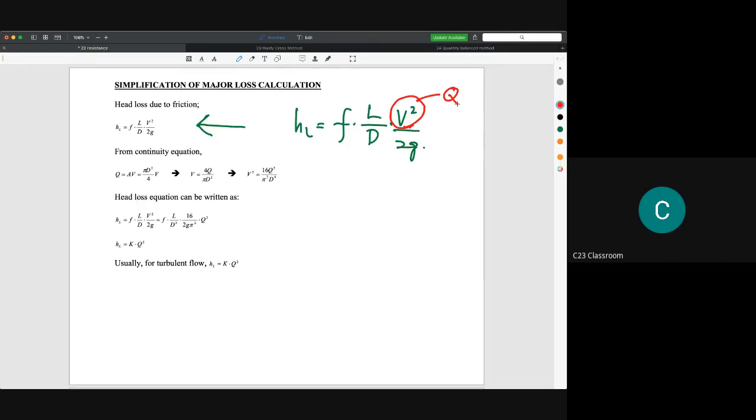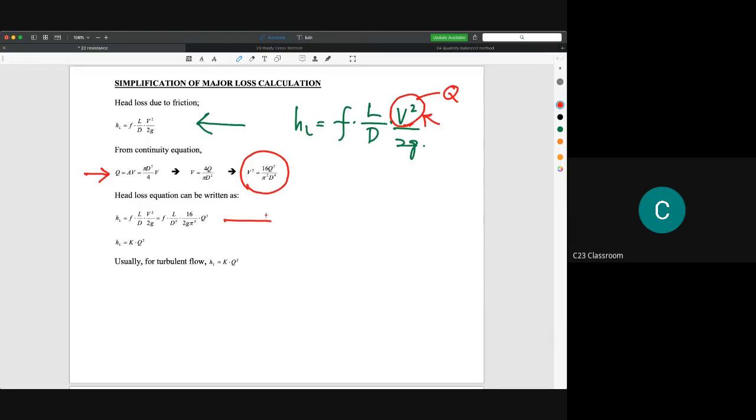So what we did is, from this equation, we convert from Q equal AV, then we substitute the value of A, the cross-sectional area of the pipe, which is circular, so it's pi d square over 4. Then we rearrange, and finally we get the velocity square is equal to 16 Q square over pi square d to the power of 4. Then we substitute the value of v square into this one, and finally we get this equation.